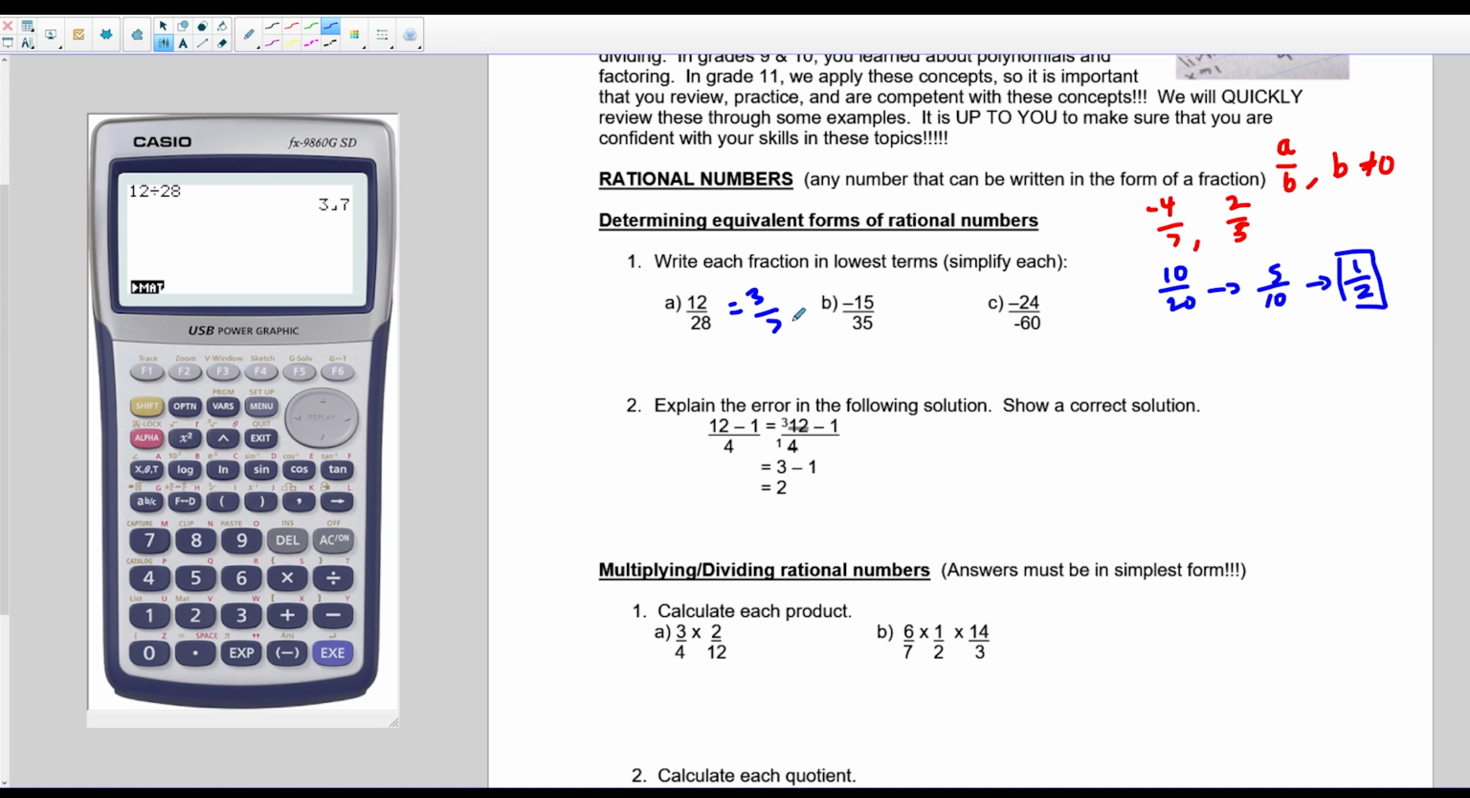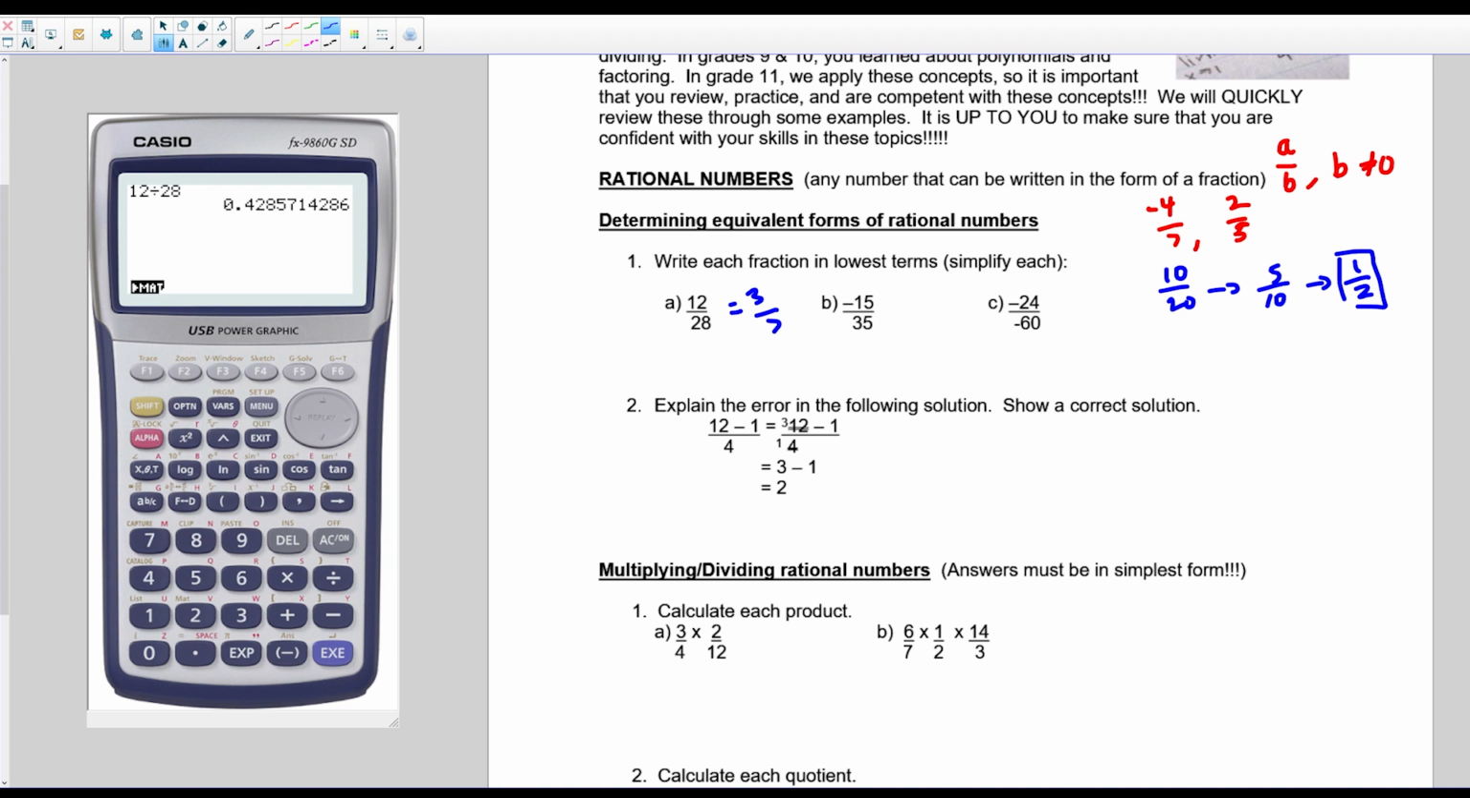If you are on a TI 83 or 84, once you type in that 12 over 28, you're going to hit the math button, which should be located right about here. And you're going to just use that first option, which is fraction, so math, and then just enter on that first option, which is fraction, and you should see this decimal turn into 3 over 7 as well.